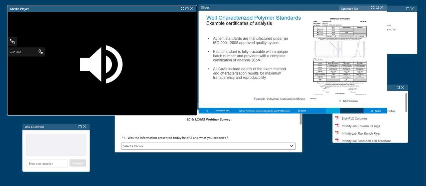The standards are manufactured under an ISO-approved quality system. Each standard is fully traceable with a unique batch number and provided with a complete certificate of analysis. And all certificates of analysis include details of the exact method and characterization results for maximum transparency and reproducibility. Here on the right is an example standard certificate for one of the individual polymer PEO standards.